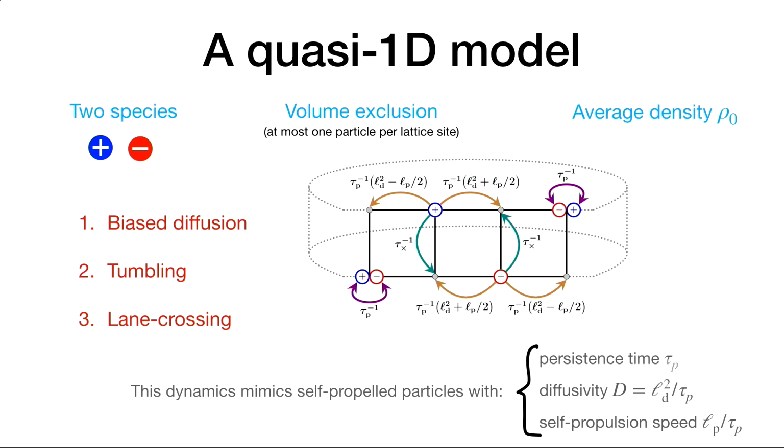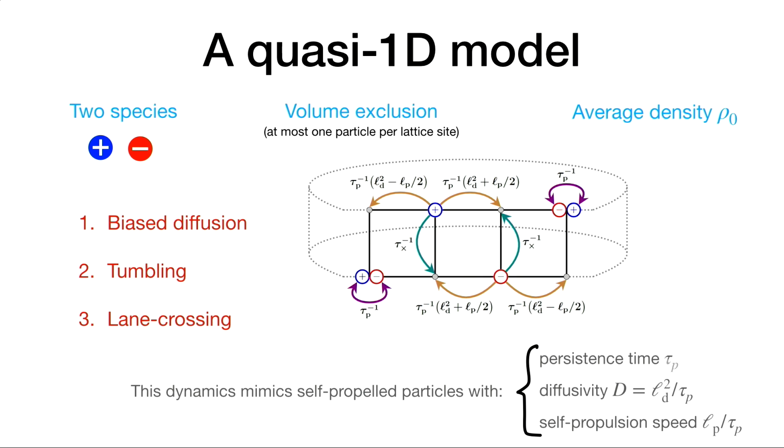This model is defined in quasi one dimension. For simplicity, let me define it on a two-legged ladder. So you have this ladder. Now what are the moves? You have these two species as before. There is volume exclusion: each site can have at most one particle. There is some average density, rho 0, by which you choose your initial density. Particle number is conserved.